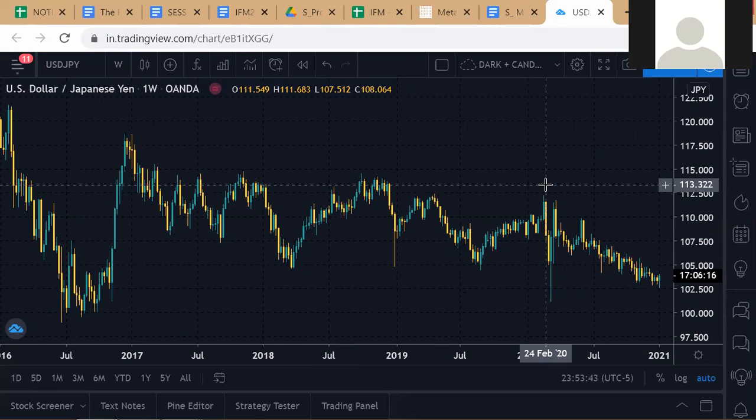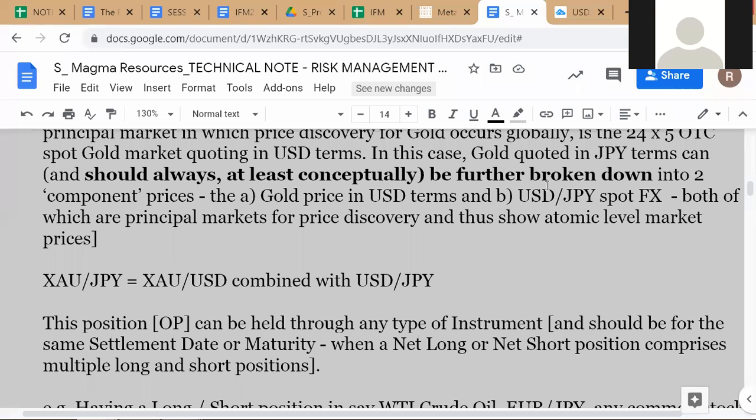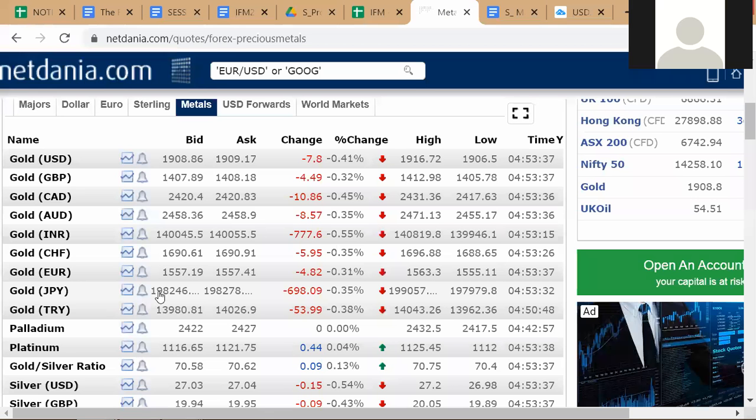So why should we look at it this way? Because there is no active trading in XAU JPY. Although the platform is showing you prices, these are actually derived prices. How are they posting these prices? They've got a formula in their spreadsheet which takes the gold dollar and the dollar yen and combines them to come out with a gold yen price. There is no active market for trading gold against yen.